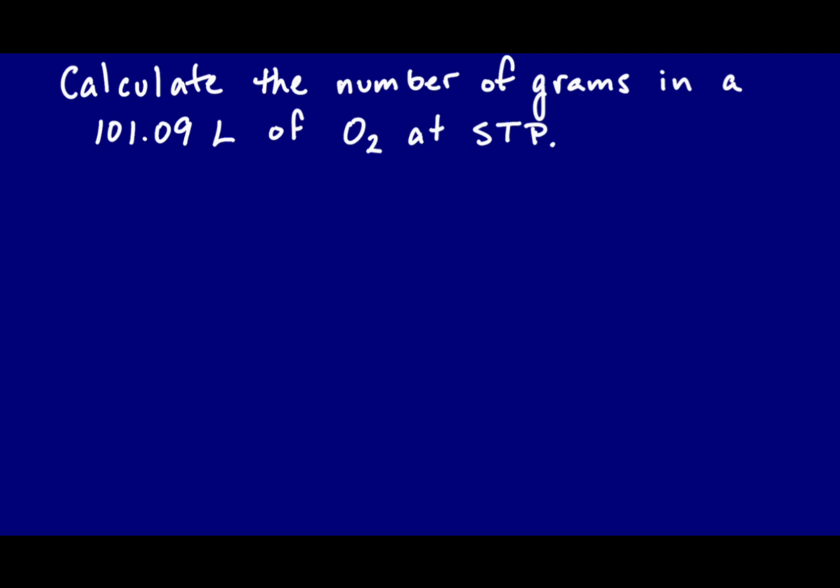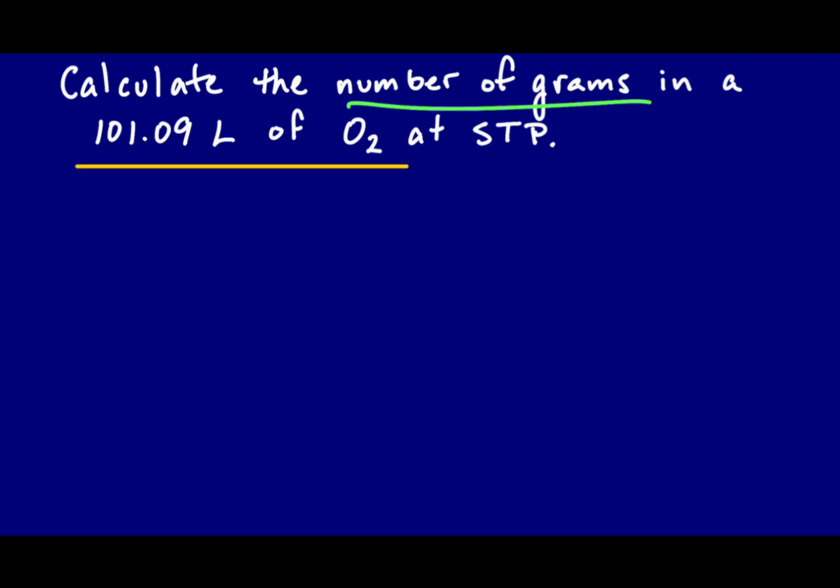So for this example, we're looking at 101.09 liters of O2 at STP, and we want to find the number of grams. So at no point in this example does it say moles, but it is assumed that if we are performing some type of conversion here, we are going to need moles at some point in order to get to the other units. So we don't have the density of O2 provided to us, which means we can't just use density to go directly from volume to mass.